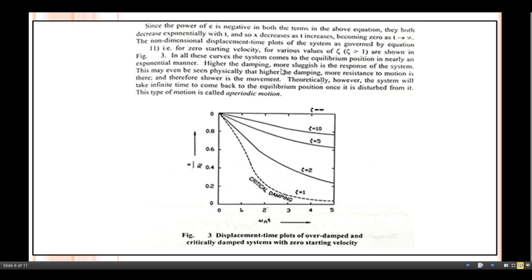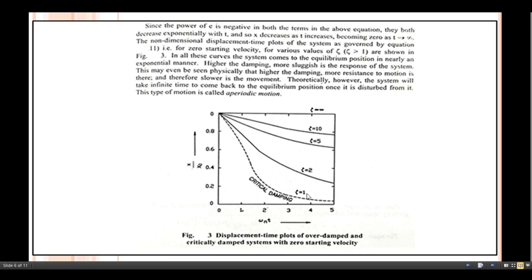Higher the damping, more sluggish is the response of the system. This may even be seen physically: higher the damping, more resistance to motion is there, and therefore slower is the movement. Theoretically, however, the system will take infinite time to come back to the equilibrium position once it is disturbed from it. This type of motion is called aperiodic motion.